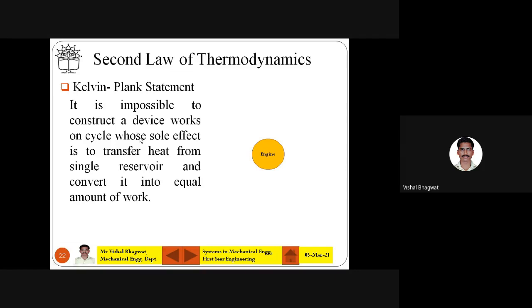This is a statement: Q cannot be converted into W completely. That is the meaning of this statement. That is, heat supplied cannot be converted into work output completely. In other words, it is impossible to have a machine or an engine which will give 100% output. Understood?